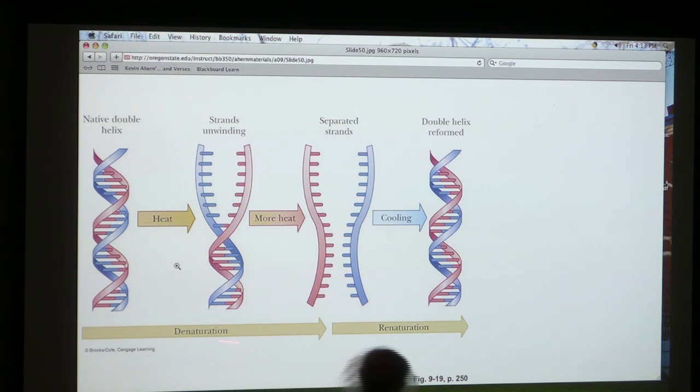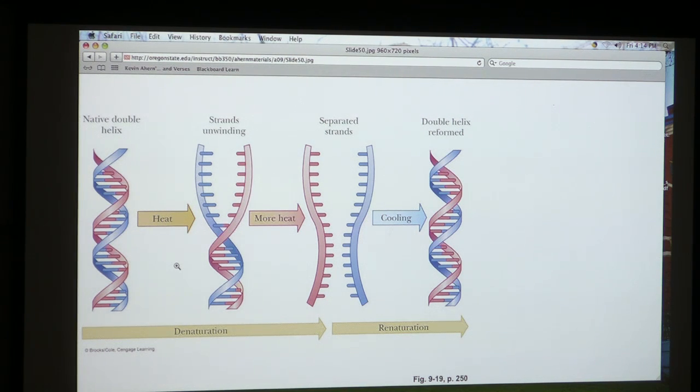Now, the heating and pulling it apart is known as denaturation. The putting it back together is known as renaturation. And why do I care about this? Well, when cells have to replicate DNA, one of the things they have to do is peel apart those strands. We'll see how they do it when I talk about replication a little bit later. But the cells have to peel those strands apart themselves.